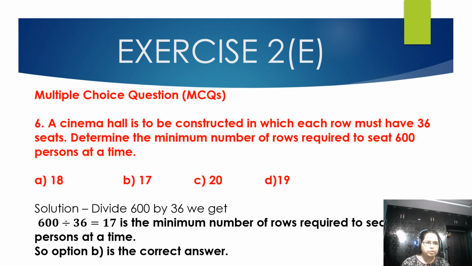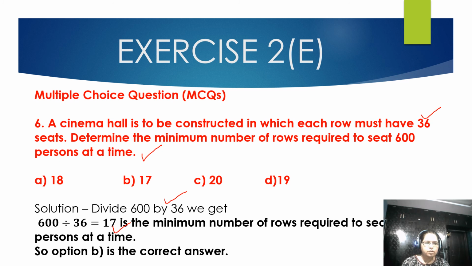Now we solve question number 6, which is a multiple choice question. A cinema hall is to be constructed in which each row must have 36 seats. In one row there are 36 seats. Determine the minimum number of rows required to seat 600 persons at a time. These options are given. So first divide 600 by 36. 600 divided by 36, we get 17, and 17 is the minimum number of rows.